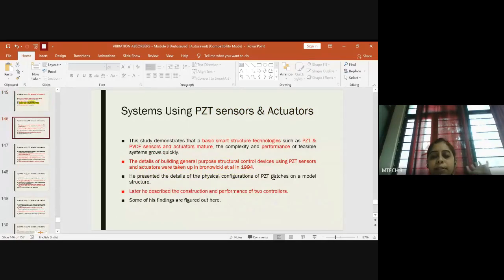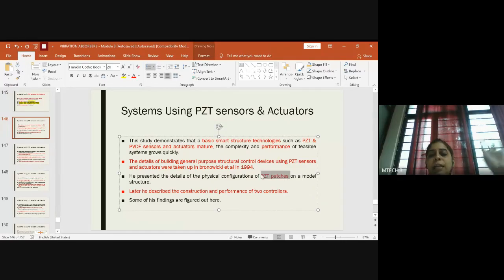So what he did is he developed a model structure, and on the model structure he applied the PZT patches, piezoelectric patches. Again, these were lead-based piezoelectric patches, because many decades ago, in the 1990s, only lead-based piezoelectric materials were there.